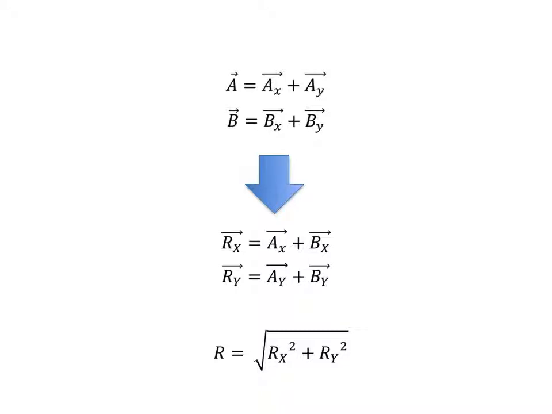If resultant vector R is the sum of vectors A and B, then we can just add the x and y components of the two vectors to get the resultant vector in terms of x and y components algebraically. Then the resultant magnitude is found through the Pythagorean theorem.